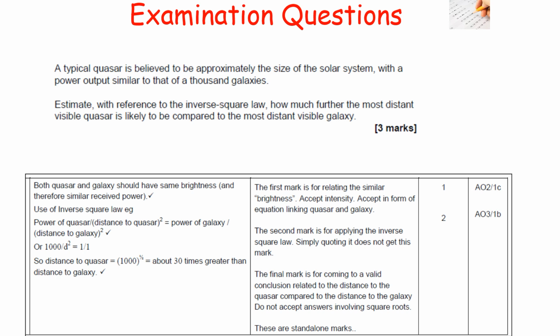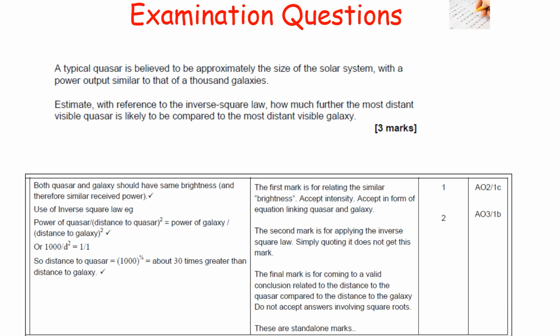So there, because we're just ratioing the two, because we say that a quasar has 1,000 times more power output than one galaxy, given in that first sentence of the question. Now if we then just state our distance to the galaxy to be 1, we can find out how much further away that particular quasar could be. So we do 1,000 times the power of the quasar divided by distance to the quasar squared is equal to the power of the galaxy, which is equal to 1, divided by the distance to the galaxy, which is 1.